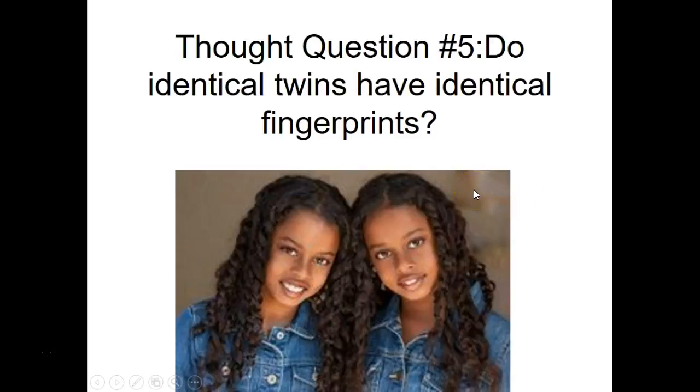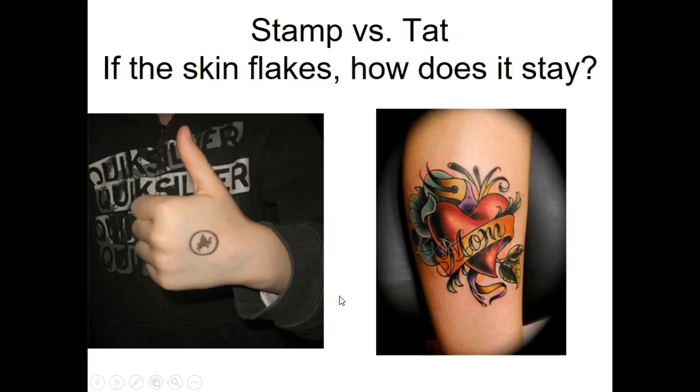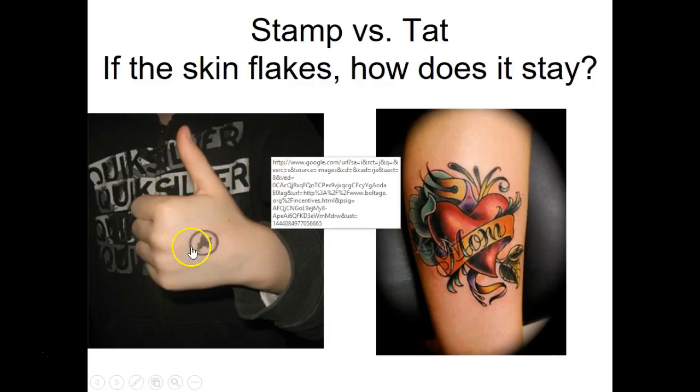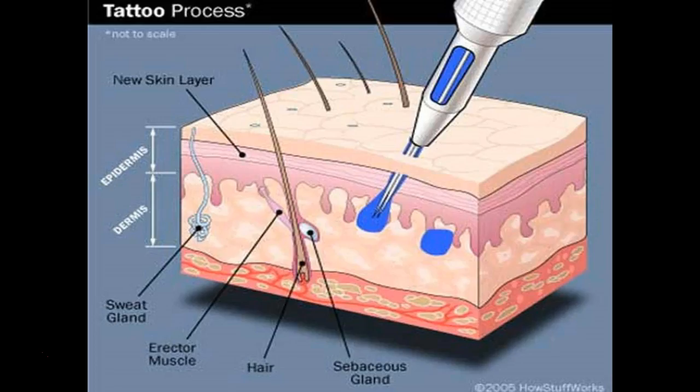Pretty interesting stuff. Alright, so what's the deal with tattoos? Get this little needle here, it doesn't go down too far. This is a needle gun, so what's going on with them? Stamps, like on this dude's wrist right here, on the back of his hand I should say, will wash off. The skin will flake away, even if he doesn't wash his hands for quite a long time. It's still going to go away. And obviously we have tattoos. So, if the skin flakes, how does the tattoo stay? Well, the tattoo gun goes below.